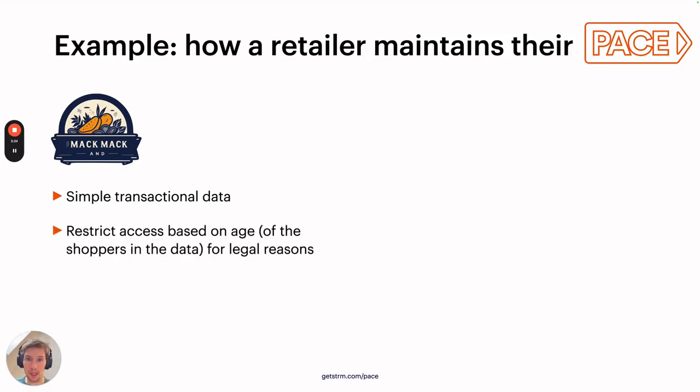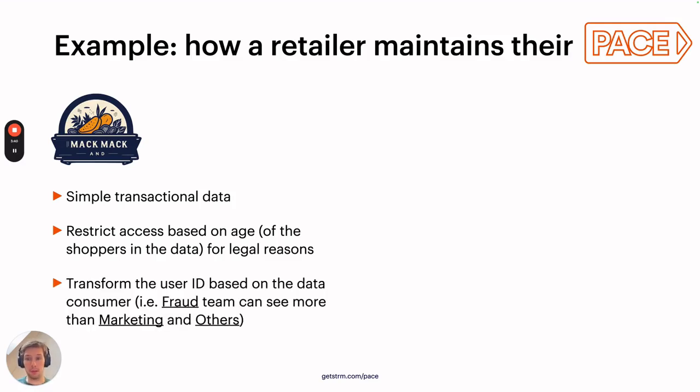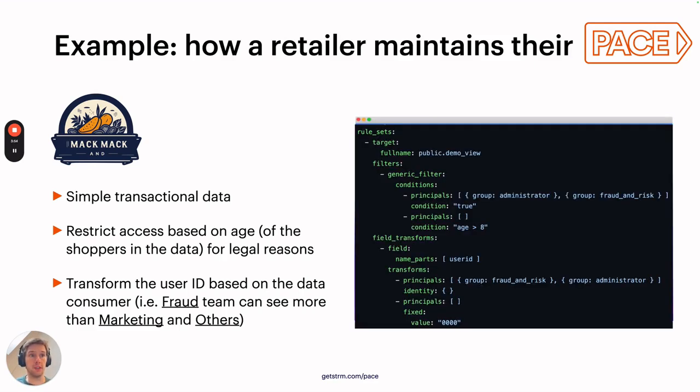And in using the data, we want to restrict the access based on age of the shoppers for legal reasons. And we want to transform the user ID because the marketing department doesn't need to know who the user is, for instance, for their reporting or analysis purposes. But for fraud and risk, they do need to see who the actual user was to do their jobs. So this is what this looks like in a PACE policy.